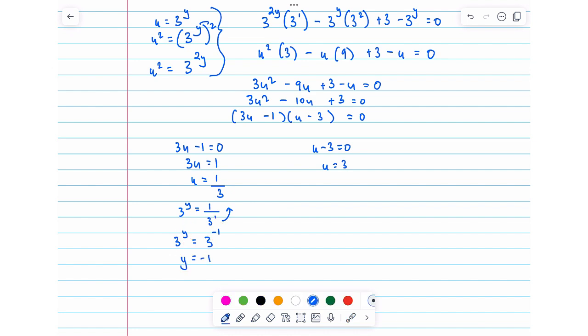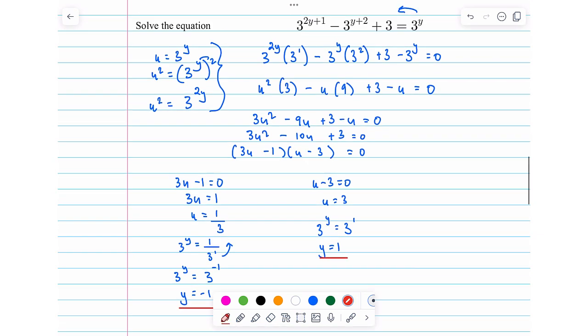Second solution, 3 to the power of y equals 3, which is 3 to the power of 1. Same base, equate the powers, y equals 1. Two solutions, y equals -1 and y equals 1. There we have it. That's how we solve an exponential equation by reducing it down to a quadratic.